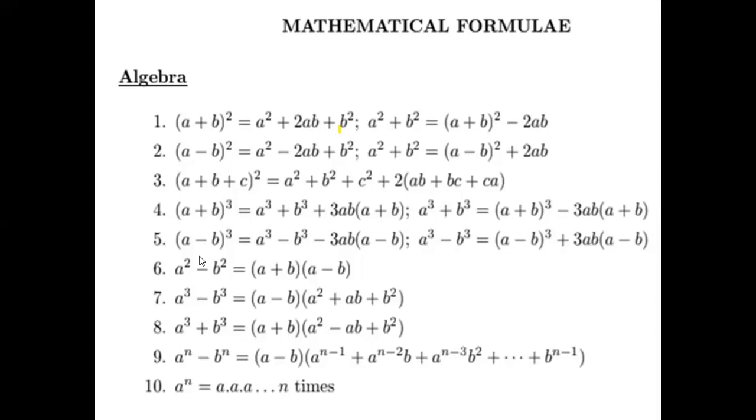Next, (a minus b) cube. If it is (a minus b) cube, it is a cube minus 3a square b plus 3ab square minus b cube. Please note down.